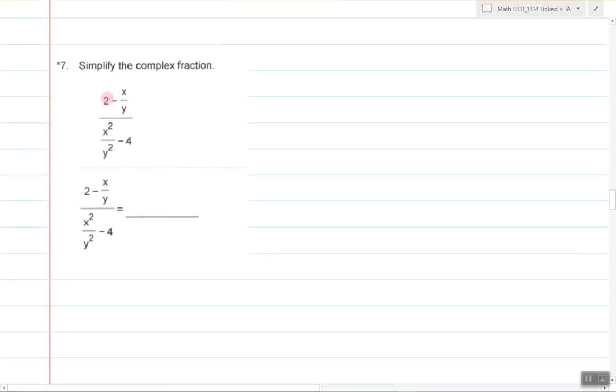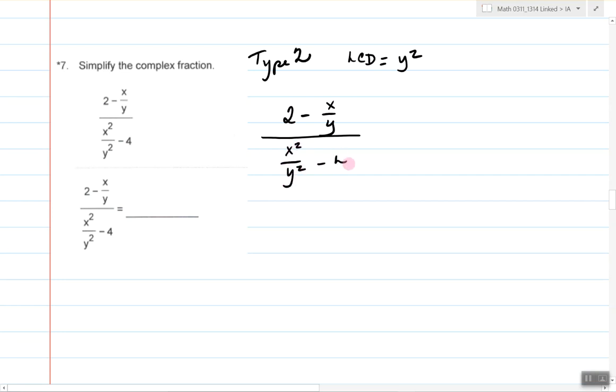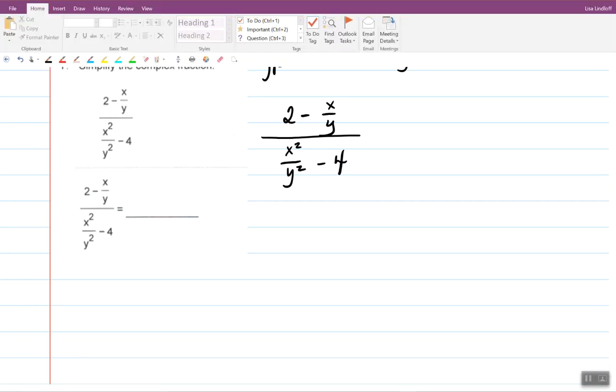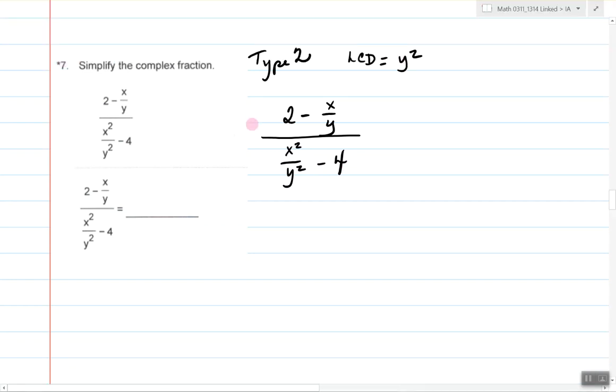I have a number minus a fraction, and then a fraction minus a number. Oh, this is definitely type 2. So, little denominator of y, little denominator of y squared. The LCD is y squared. So I have 2 minus x over y over x squared over y squared minus 4, and I'm going to multiply by the LCD, which is y squared times this, y squared times this, y squared times this, y squared times this.